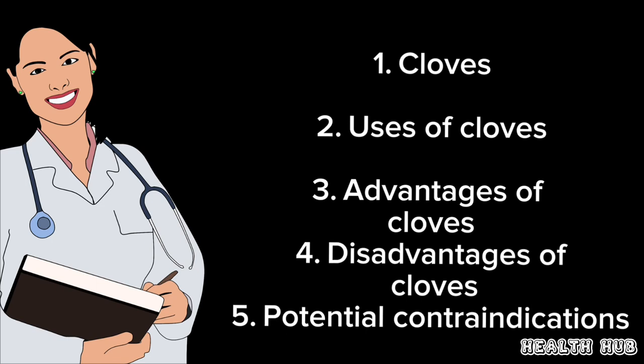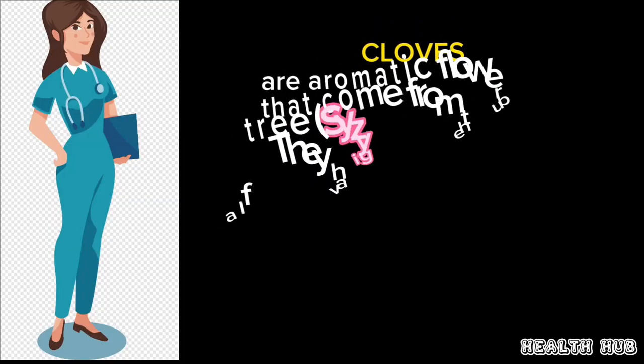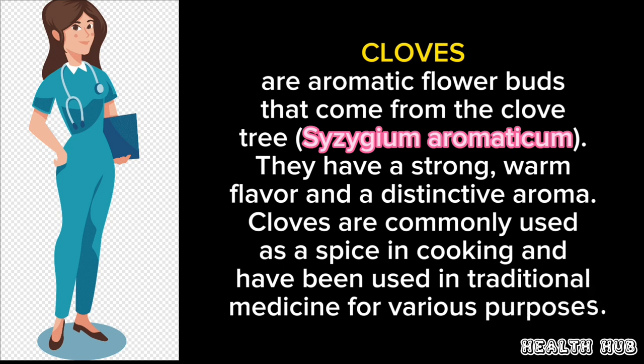1. Cloves. 2. Uses of cloves. 3. Advantages of cloves. 4. Disadvantages of cloves. 5. Potential contraindications. Cloves are aromatic flower buds that come from the clove tree, Syzygium aromaticum.